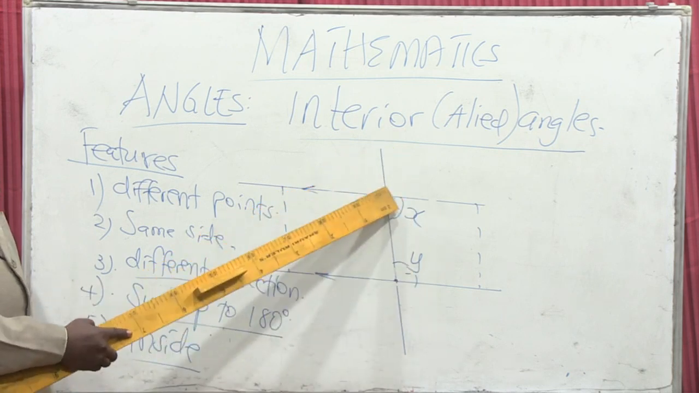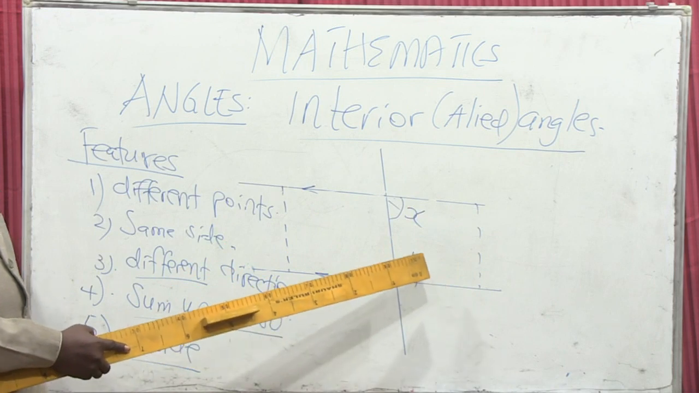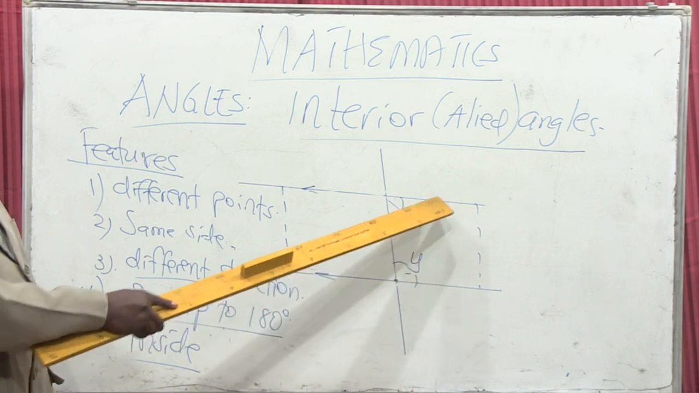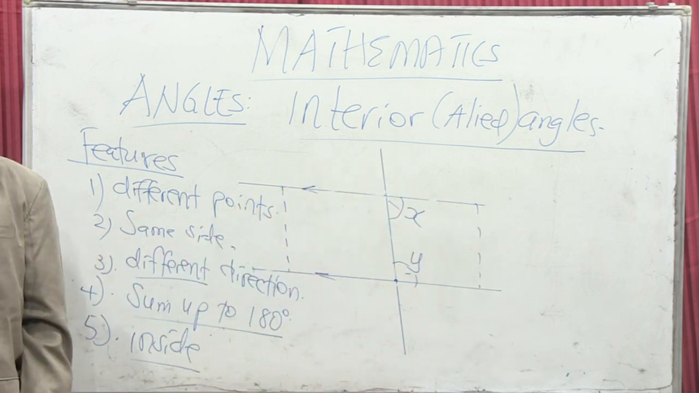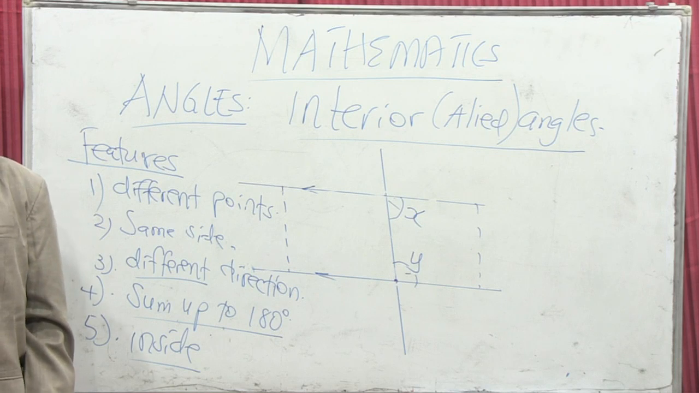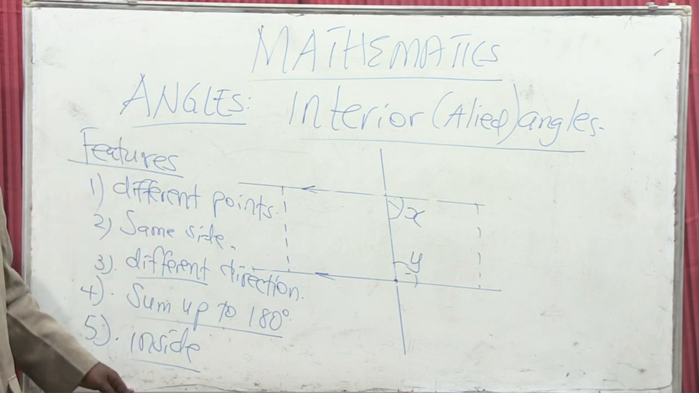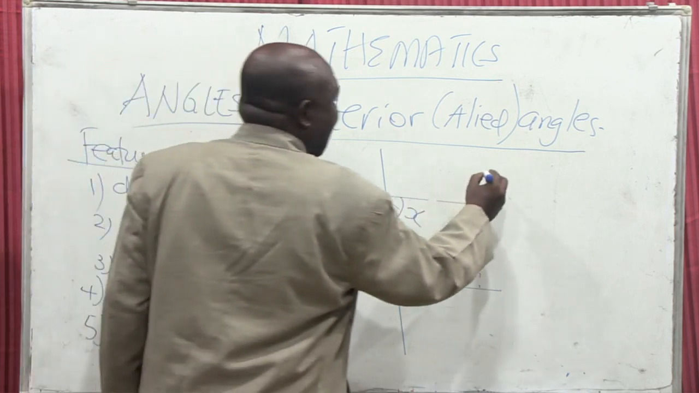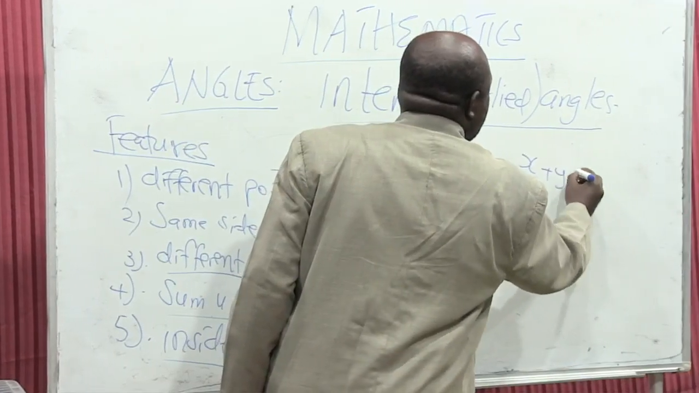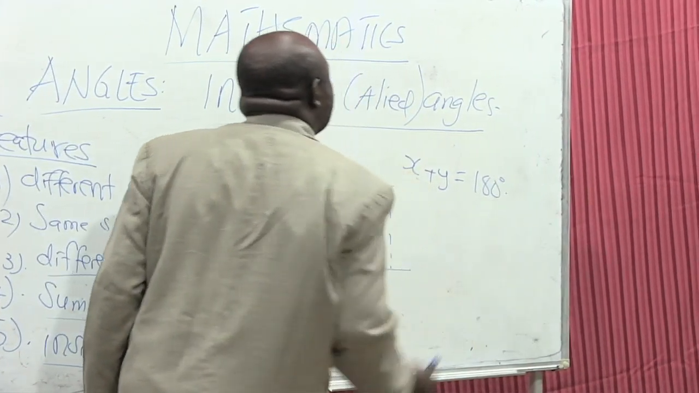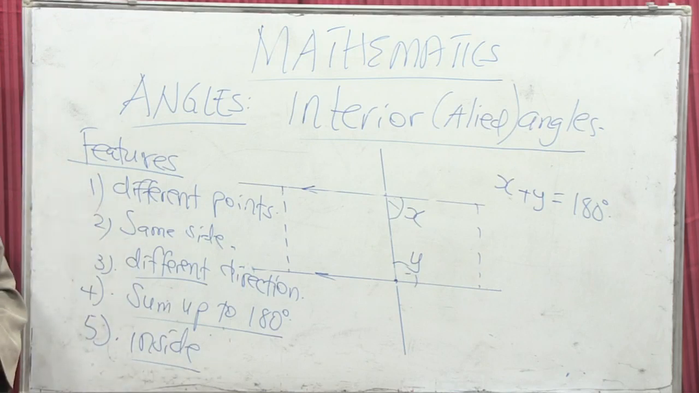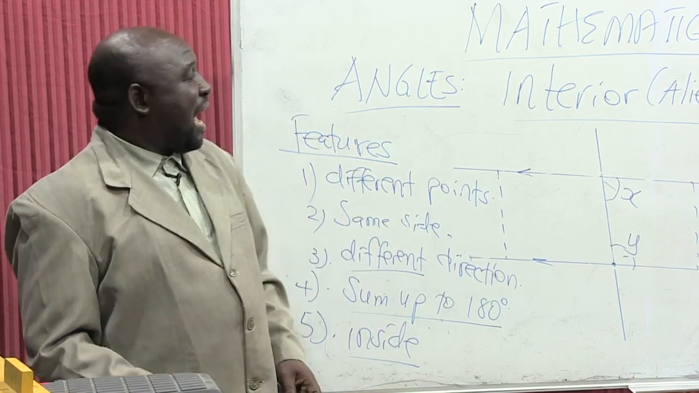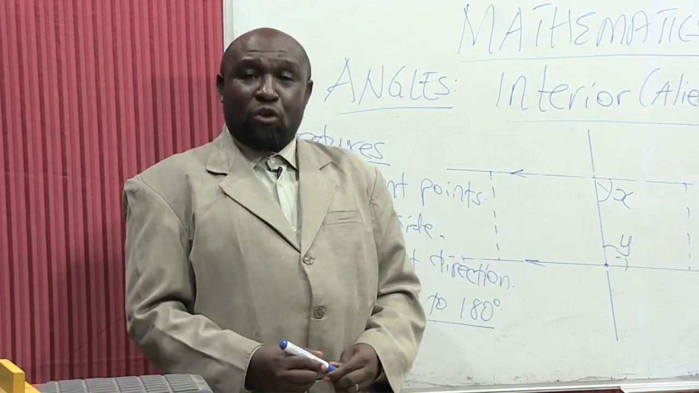The same side, direction opposite, and they are inside that particular figure. So we have 5 features for interior angles. So we say x plus y equals 180 degrees. Reason: x and y are interior angles.